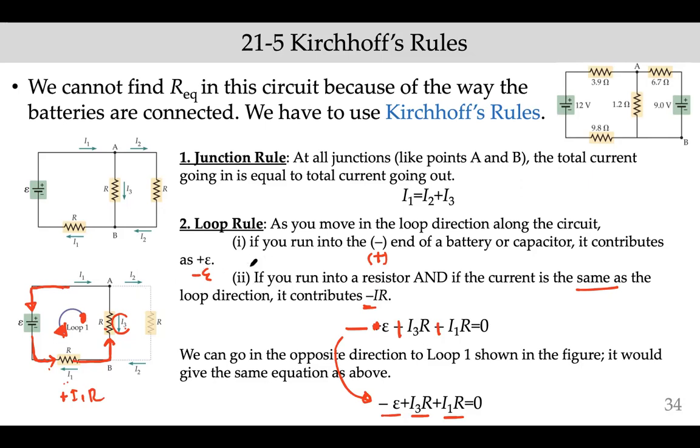Yes, the rules change, so the negatives and positives change, but at the end of the day, you will get the same equation. So it's up to you to choose which way you go in the circuit. Basically, you choose the loop direction, it's up to you.